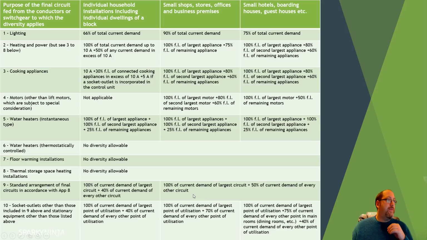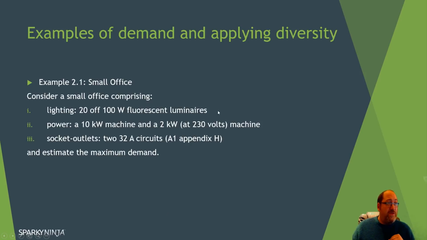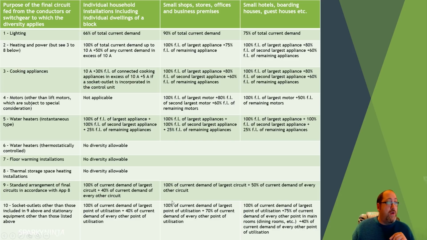Now, what the design guide would do with these every other circuits is it would apply that to all circuits. That's wrong. It's all other circuits that are of this type of circuit. This is the demand for these types of circuits. So how many other circuits are there? There's one. There's two in total.